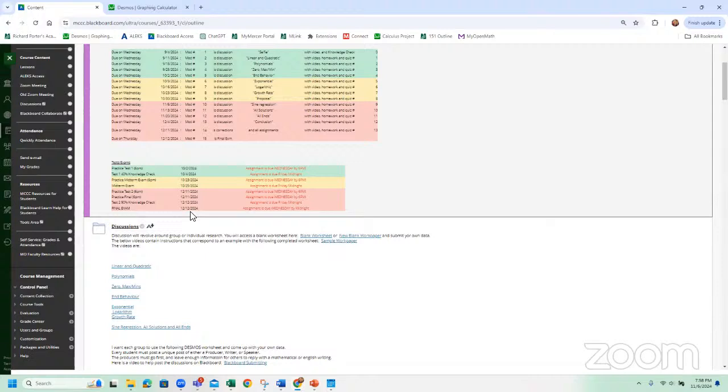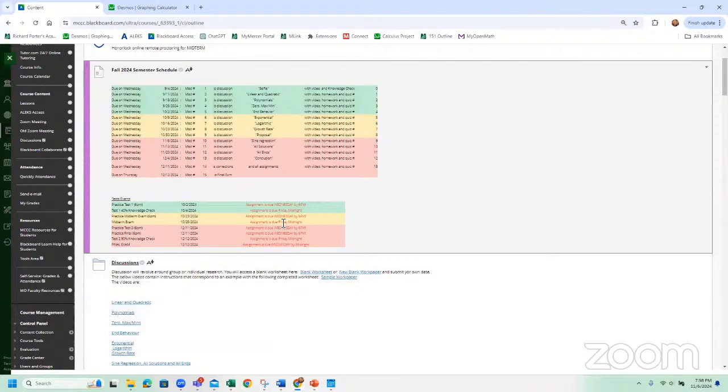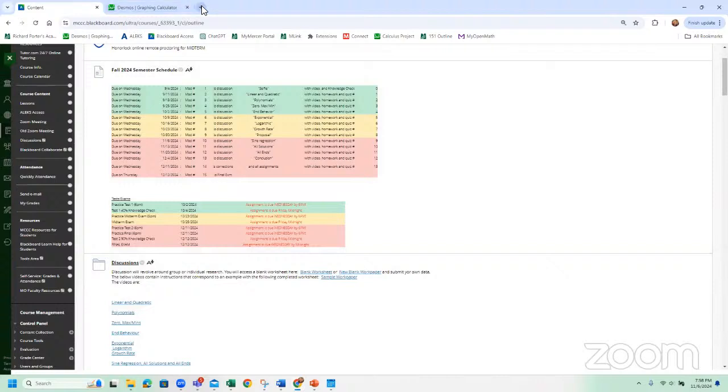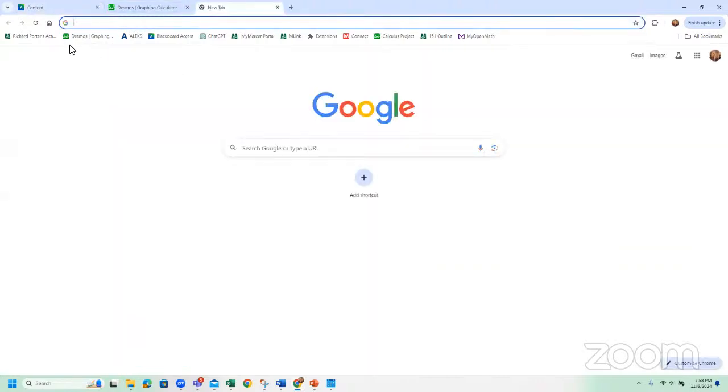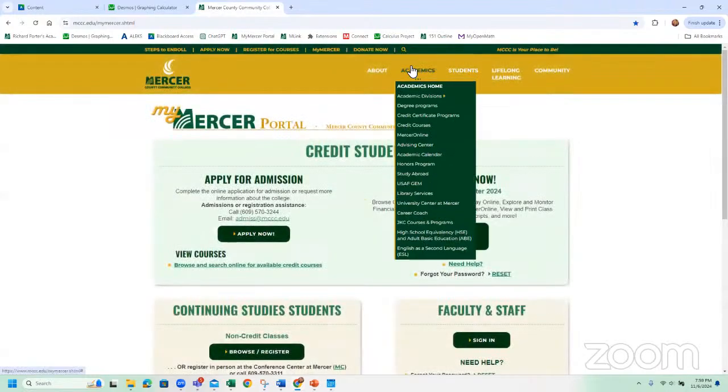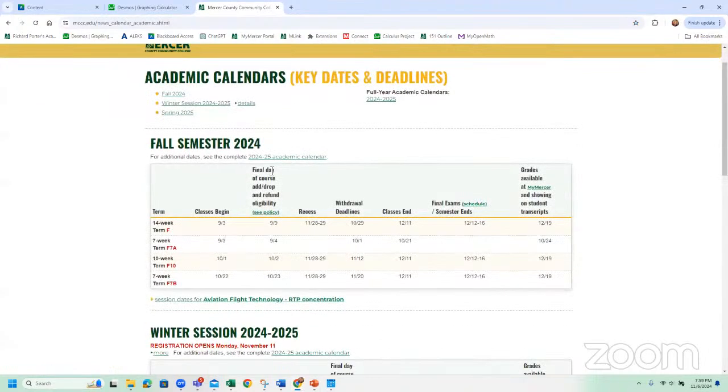No, no way. Wednesday is due by Wednesday midnight. I don't know. These dates are messed up. The final exam is... hold on. Nobody said anything about them being messed up. All right, let me go to Mercer. Let's go to academic calendar. And we will see the last day of class is the 11th.